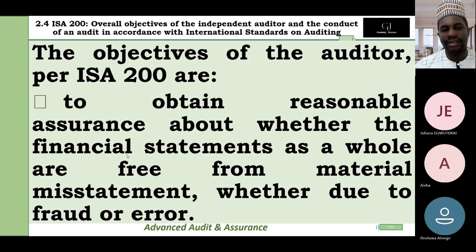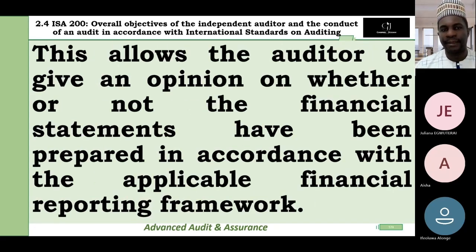So under ISA 200, one objective is to ensure that assurance is provided on whether the financial statements are free from material misstatement, whether from fraud or error. Very essential assurance to be provided. This allows the auditor to give an opinion, whether qualified or unqualified, on whether or not the financial statements have been prepared in accordance with the applicable IFRS. So another objective is whether IFRS or another framework is applied. That needs to be verified by the auditor to ensure the applicable framework in that jurisdiction is applied in preparing those financial statements.